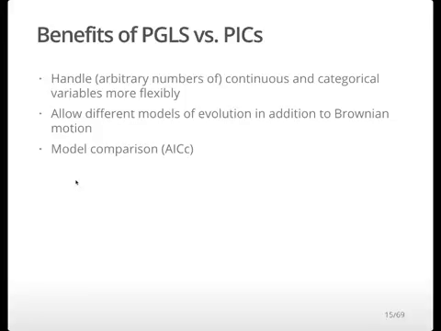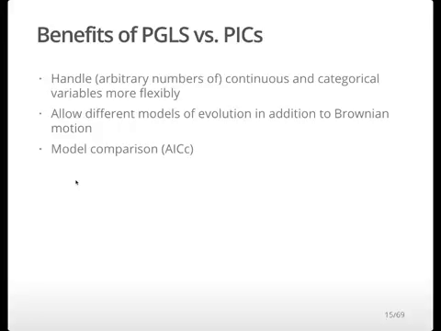The first, and I think for me the biggest one, is that you can deal with any number of continuous and categorical variables, right? So any sort of linear model that you could imagine, right? An ANOVA, one-way ANOVA, two-way ANOVA, an ANCOVA, parallel slopes, different slopes, anything you can imagine as a linear model you can do with PGLS.